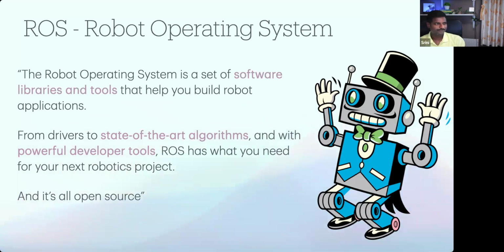Basically, it's a set of libraries and tools. We'll go into detail on what that means. One of the major things about ROS is that, as it says, it offers everything from drivers to state-of-the-art algorithms with powerful developer tools. These are the most important things that made ROS really famous and useful. We'll talk about each of them, the state-of-the-art algorithms, the powerful developer tools, and why those are important.